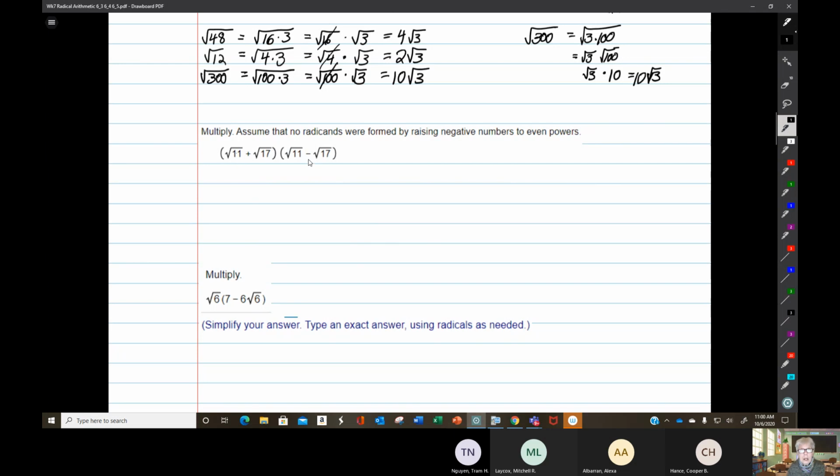And so we're going to multiply. The square root of 11 times the square root of 11 minus the square root of 11 times the square root of 17 plus the square root of 17 times the square root of 11 plus the square root of 17 times negative the square root of 17.